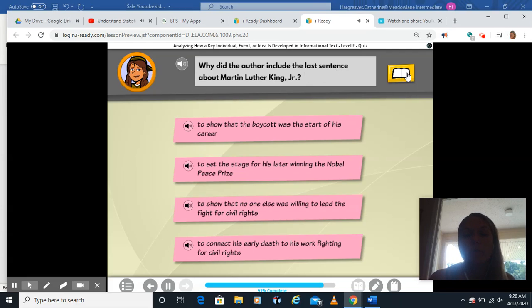Well, you all know already I'm going to the exact last sentence in there, but I'm going to read the answer choices first. To show that the boycott was the start of his career, to set the stage for his later winning the Nobel Peace Prize, to show that no one else was willing to lead the fight for civil rights, or to connect his early death to his work fighting for civil rights.